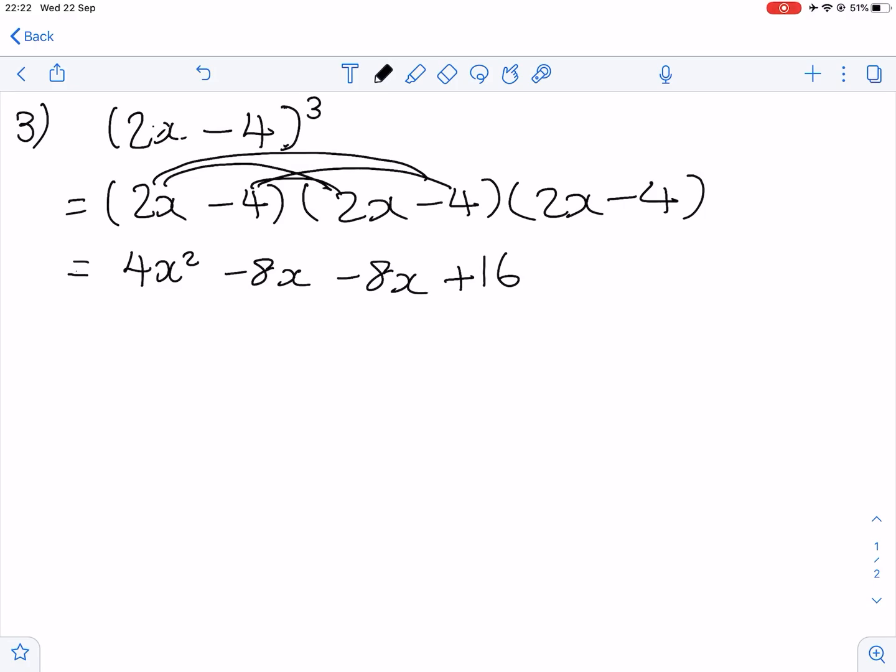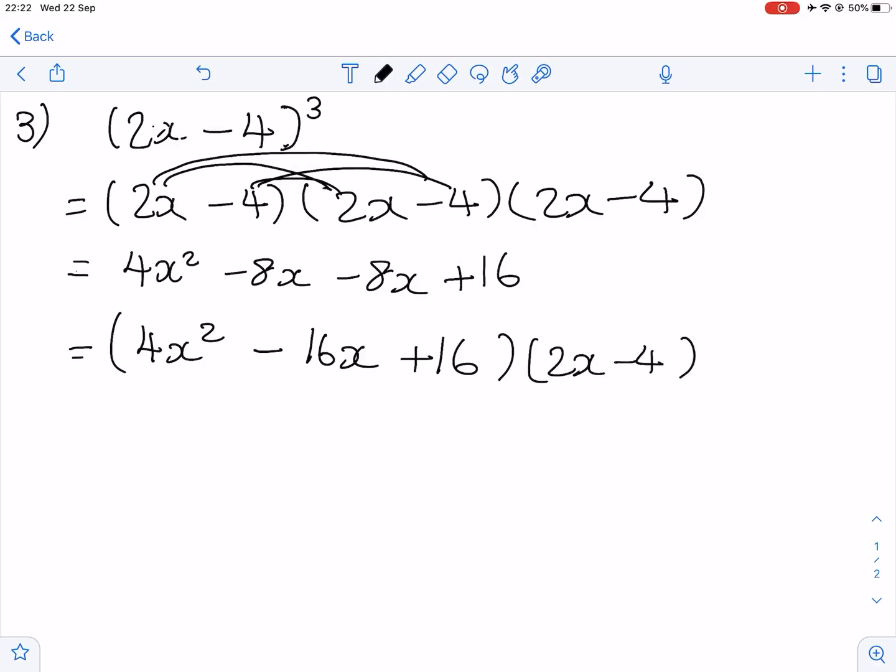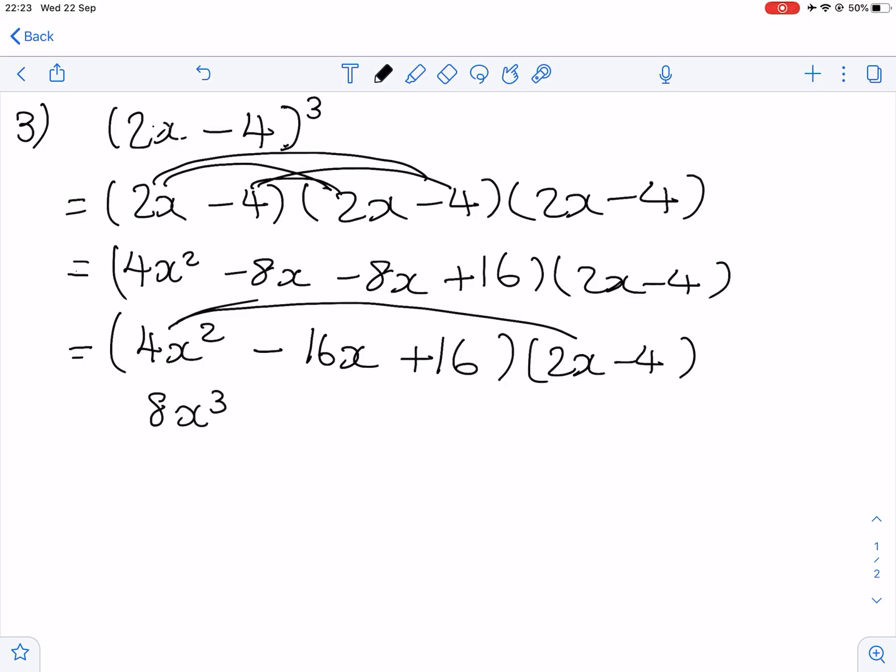Simplify this part, you get 4x squared minus 16x plus 16. Then we've got 2x minus 4. Then we're going to expand our brackets again. So I have 4x squared multiplied by 2x. That gave me 8x cubed. 4x squared multiplied by minus 4 is minus 16x squared.